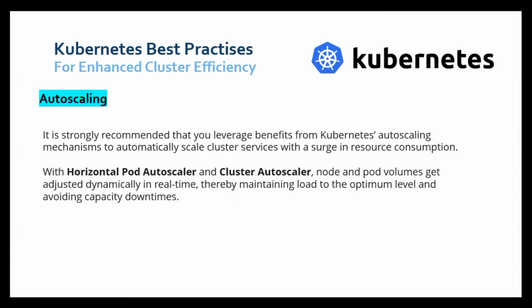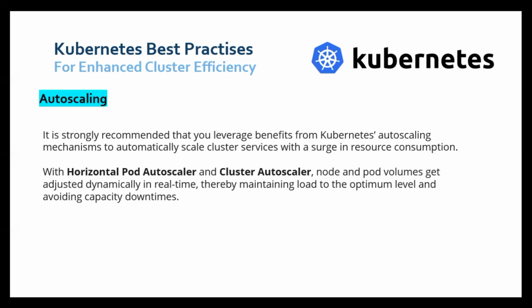Next one is autoscaling. It is strongly recommended that you leverage the Kubernetes autoscaling mechanism to automatically scale cluster services with a surge in resource consumption. We have the horizontal pod autoscaler. Right in the beginning we talked about resource limits and resource requests. Once the resource limit is passed, that pod will end up in an evicted state. To avoid that as well, we can have the horizontal pod autoscaler. We define a threshold, like if CPU goes more than 80%, the next replica will come in. It will just increase the replicas using the horizontal pod autoscaler.